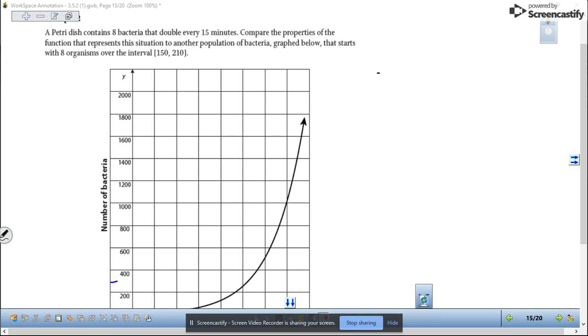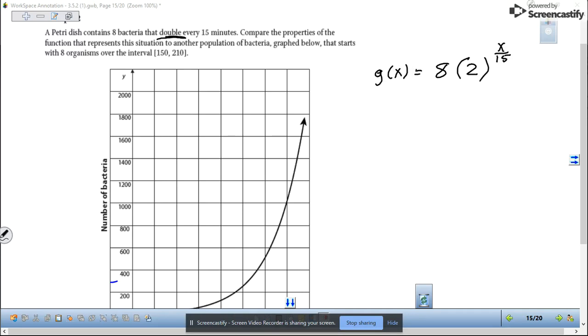So for g of x, I want to start with my initial amount, which is 8. And then what's it doing? Oh, hint. It's doubling. That's going to be the base. This is the part that a lot of you are messing up. And then it doubles every 15 minutes. So the interval over which it doubles is 15 minutes, and x is the number of minutes. So in 15 minutes, it would double once. In 30 minutes, it would double twice, and so on and so forth.